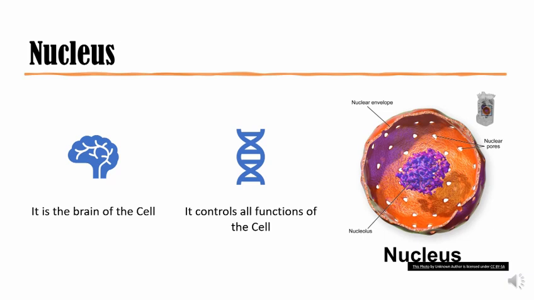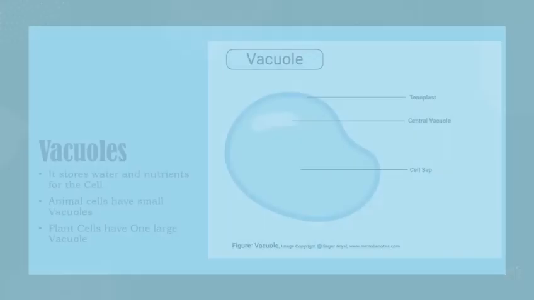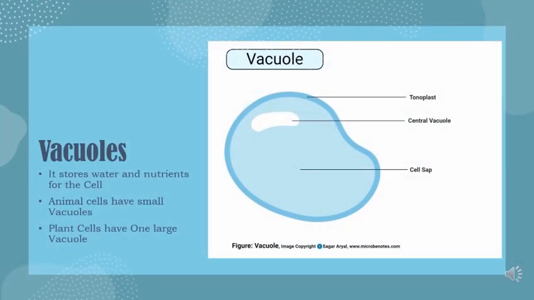Then we have the storehouses of the cells. We call these the vacuoles. They store water and nutrients for the cell. Animals have small and most likely multiple vacuoles, but plants have one large vacuole.